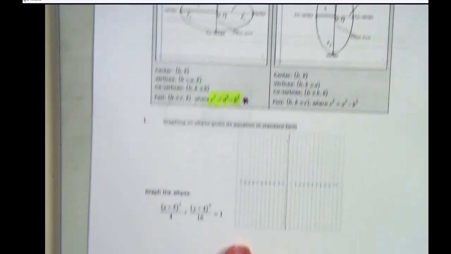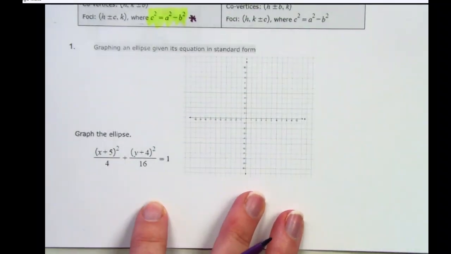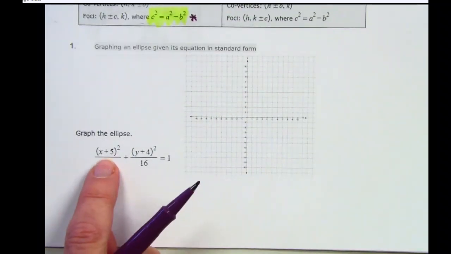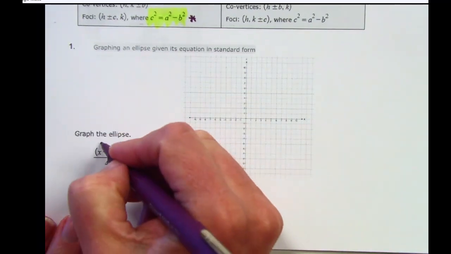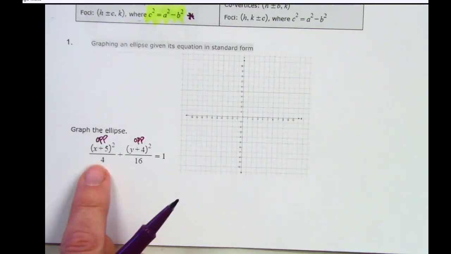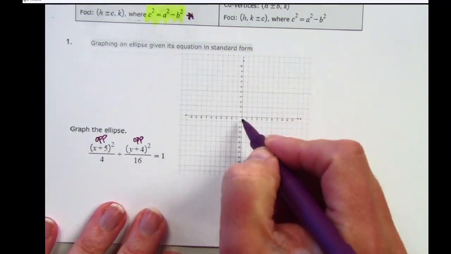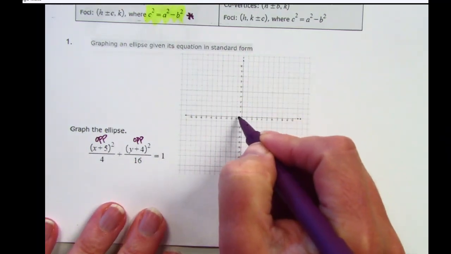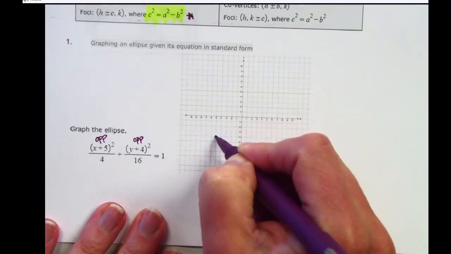Okay, so graph the ellipse. Remember, whenever we have numbers inside parentheses with our variables, we're always going to go in the opposite direction. We've got to do the opposite. So graph the ellipse. We're going to put our center where? -5, -4. Let's see if I can even see those little numbers. 1, 2, 3, 4, 5. 1, 2, 3, 4.